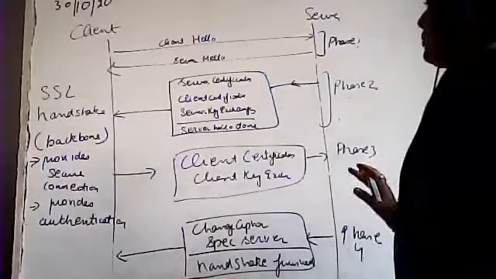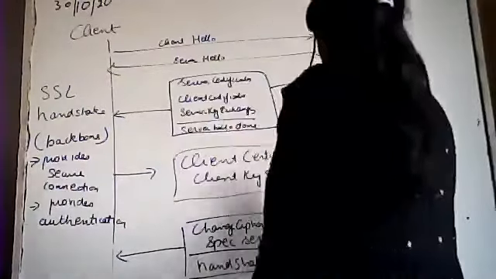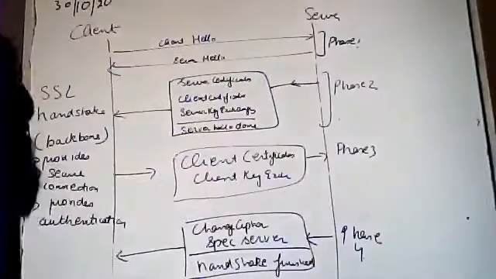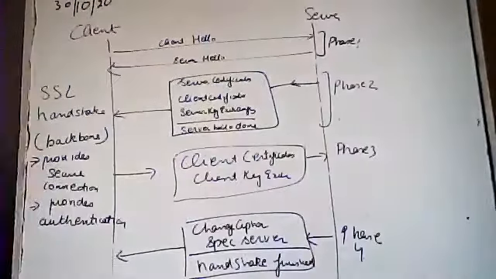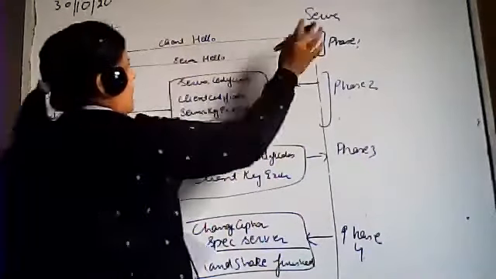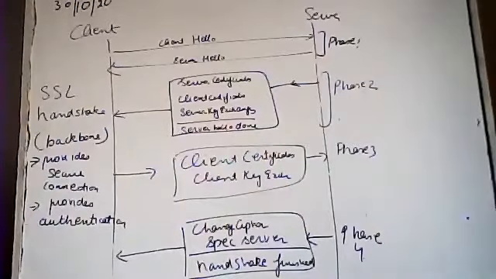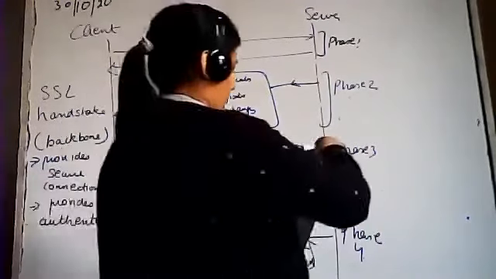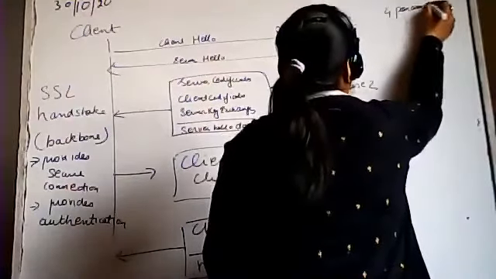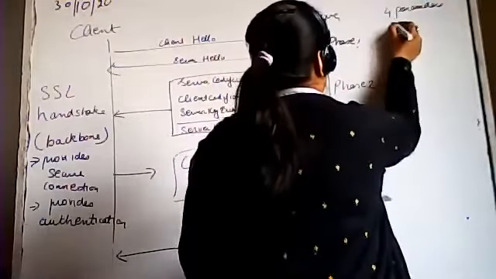Clear? This protocol has been divided into 4 phases. In the very first phase, the client will start the connection. It will say hello to the server. Along with that, 4 parameters are passed by the client to the server. The very first is the SSL version.